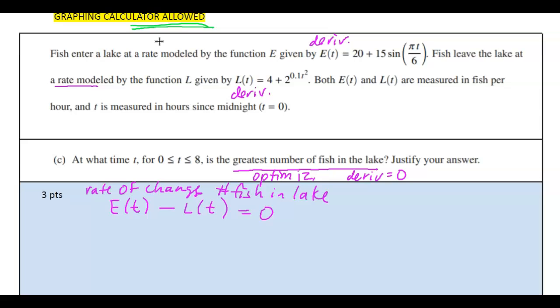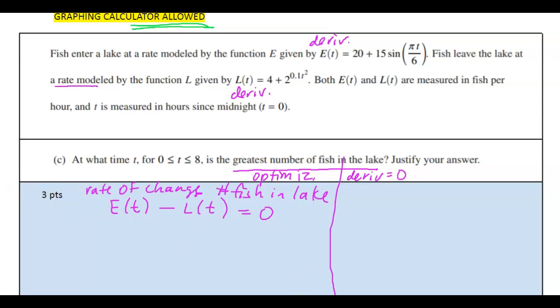Now, one is a trig function and one is an exponential function. We are not solving these by hand. So in a graphing calculator, you want to type in E minus L, and we're going to look where it crosses the x-axis, where it equals 0. And we're only concerned with 0 to 8.